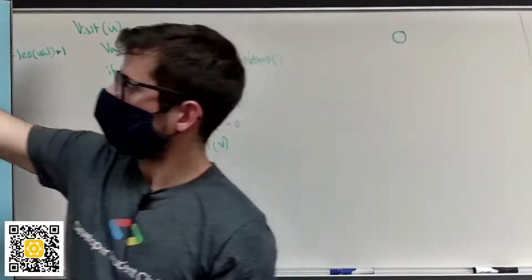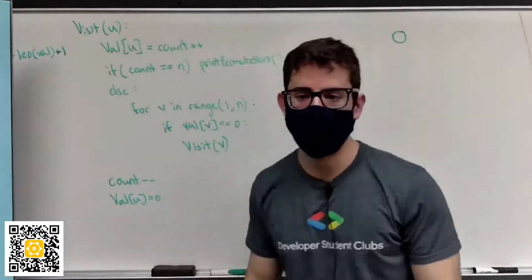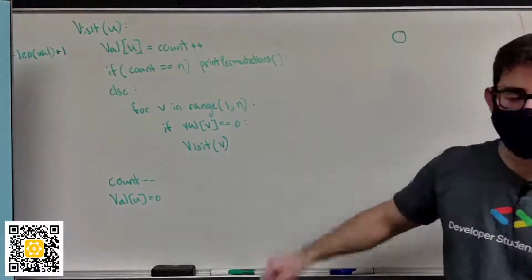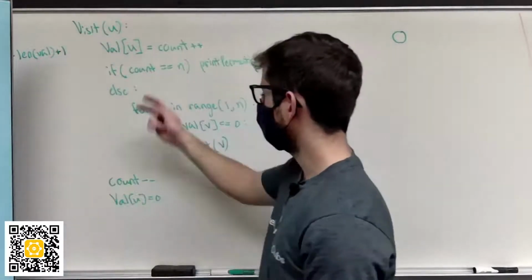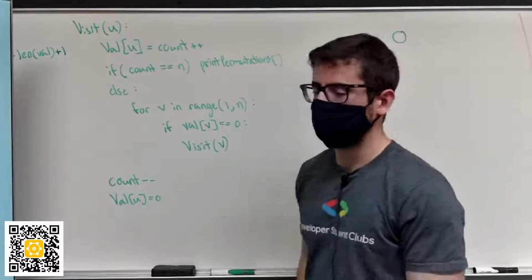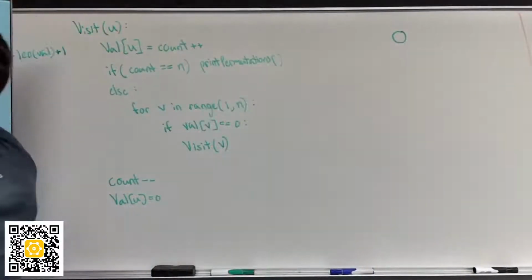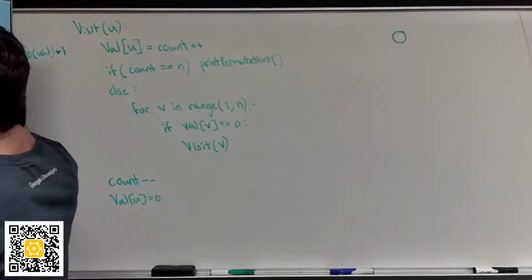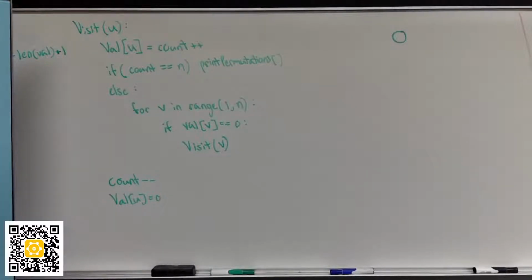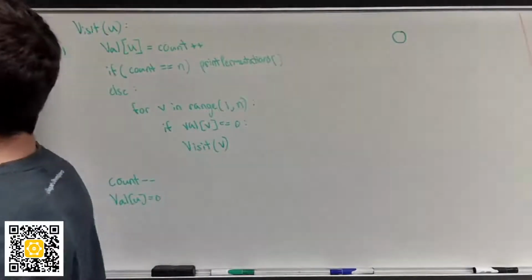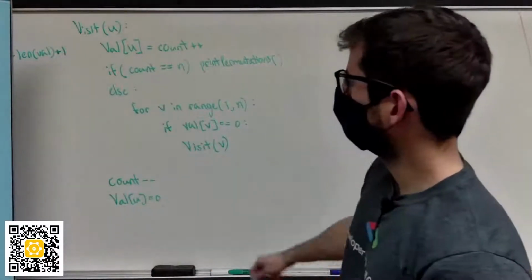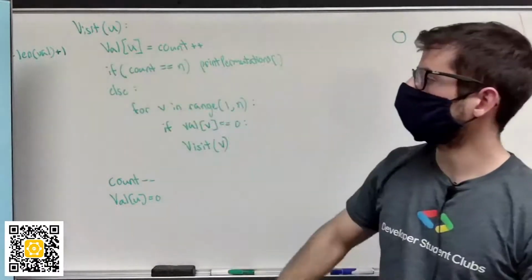At 1, it is not 0, so we do not call it recursively. At 2, there is a 0 right here, so let's call this function recursively, but now we're passing it 2 as u. So u is now 2. Count is 2. The array is 1, 2, and 0. Make sense? Cool.